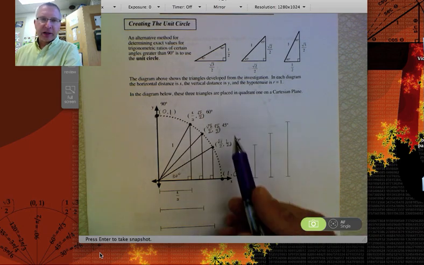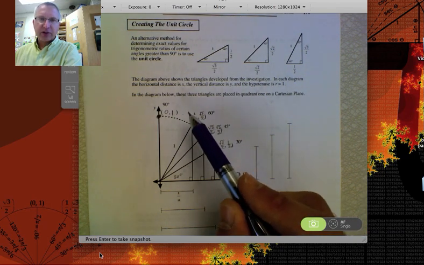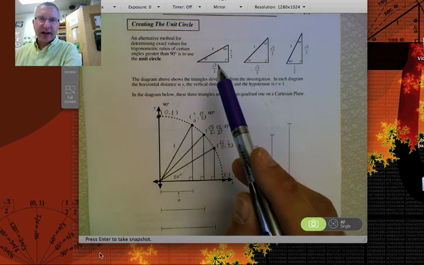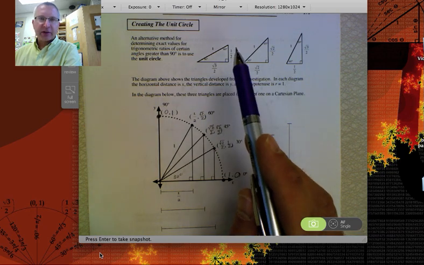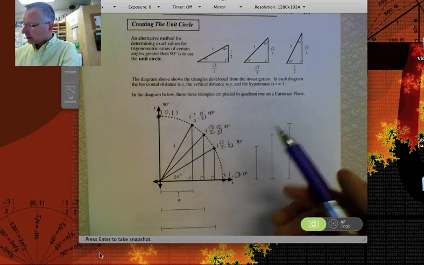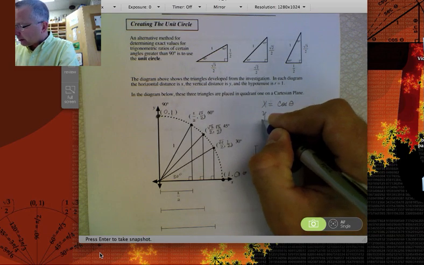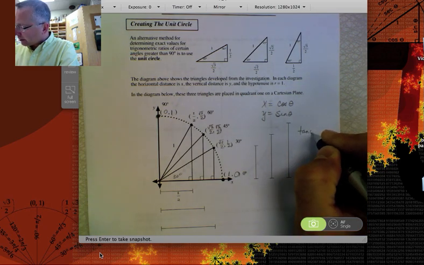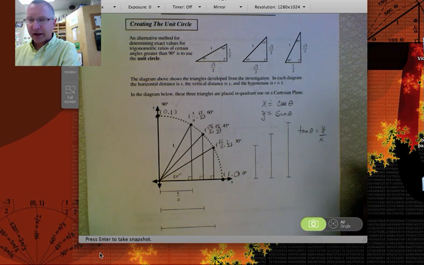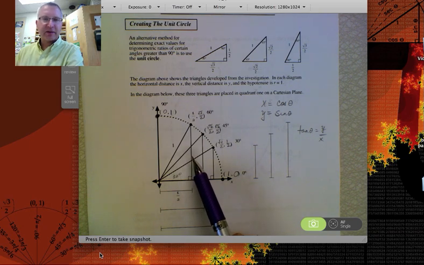You're going to notice something here. The x coordinates are all our cosine values because cosine is x over r. And our y coordinates are all of our sine values because sine is y over r. So something you want to write down is that the x coordinate is your value of cos theta, the y coordinate is the value of sine theta, so tan theta then ends up being y divided by x. This is something you're going to have to know. And I told you that if you memorize this first quadrant, you're going to be able to reflect it.